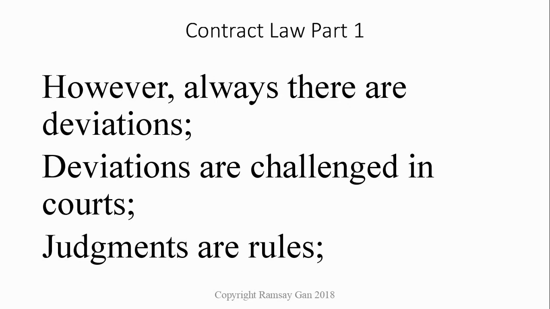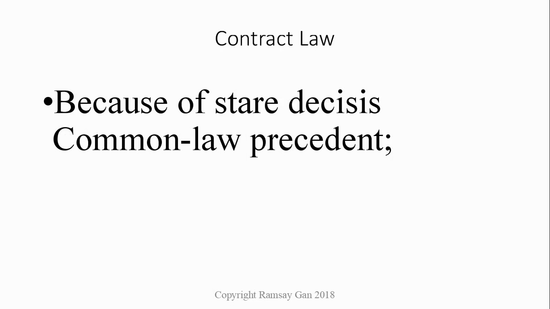Now, if there are deviations, what happens to those deviations? We have come across that we want to have an intention to create legal relations. So when you create legal relations, such deviations are challenged in courts. When those deviations are challenged in courts, the judgment from the judges in a court serves as a precedent, meaning it happened before, and therefore we shall take the decision made by the judges as a rule to be applied and followed in subsequent same-case deviations. Now, why is that so?